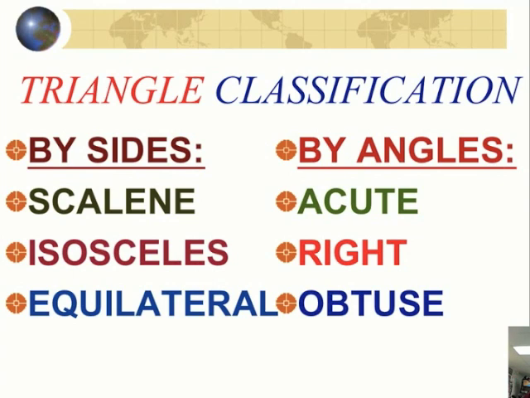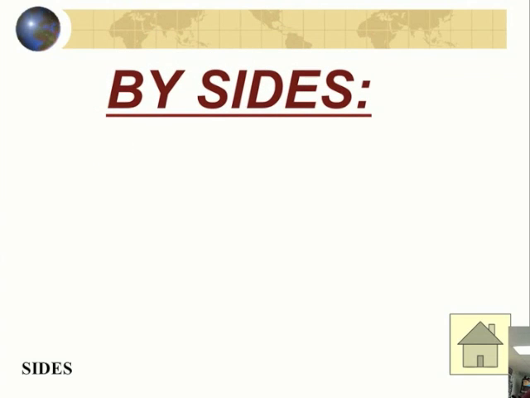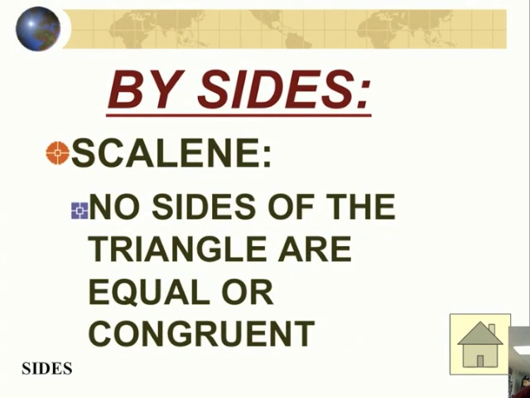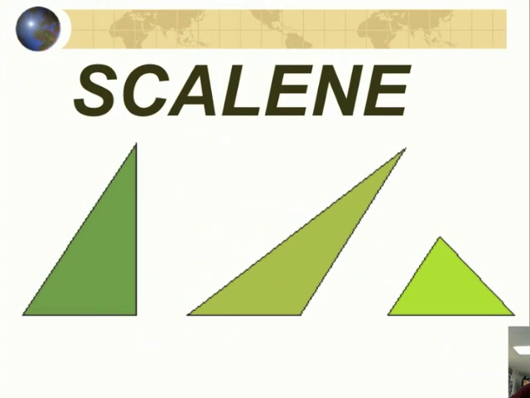And that's again why if you add up all three angles in a triangle, they equal 180 degrees. So if we do it by sides and we talk about a scalene, this is a triangle that has no sides that are equal or congruent, and the word congruent is defined as the same size and same shape for what we're dealing with. So if we look at some examples of a scalene, you can see that we have no sides here being equal to each other.